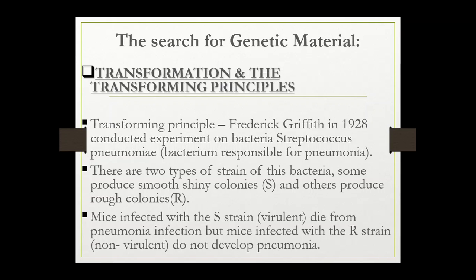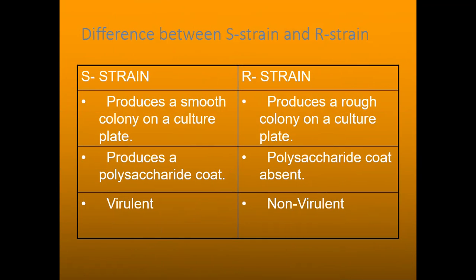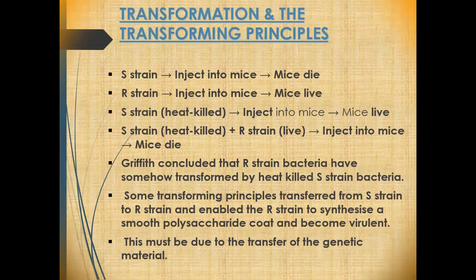Mice infected with the S strain, that is virulent, die from pneumonia infection. But mice infected with the R strain, that is non-virulent strain, do not develop pneumonia. So here is the difference between S strain and R strain. The S strain produces a smooth colony on a culture plate. The R strain produces a rough colony on a culture plate. S strain produces a polysaccharide coat. In R strain the polysaccharide coat is absent. S strain is virulent. R strain is non-virulent.